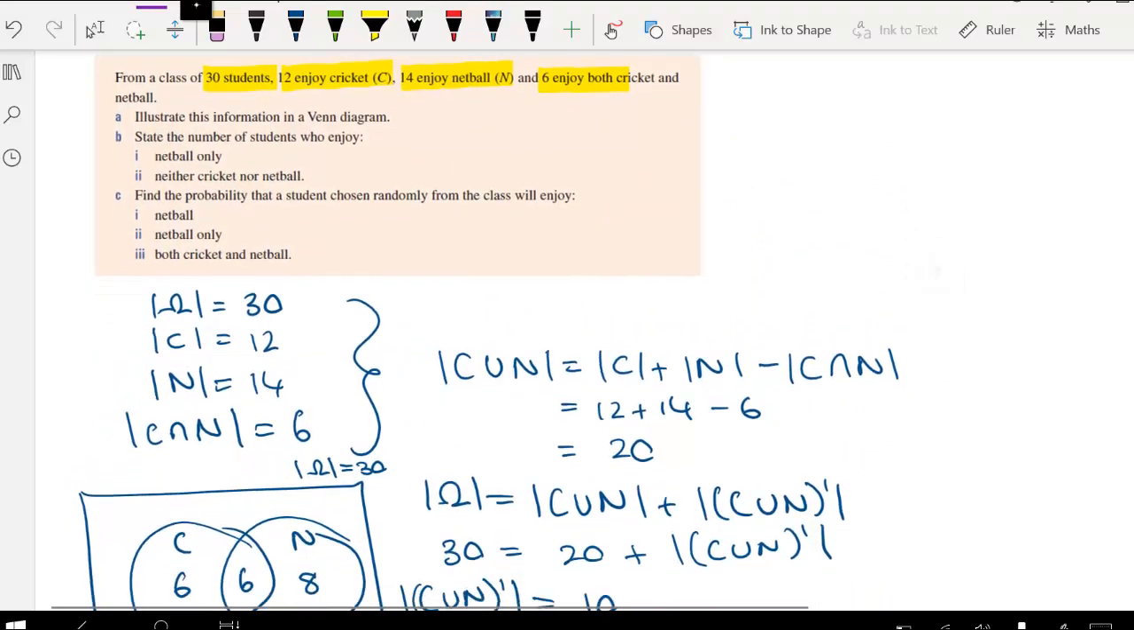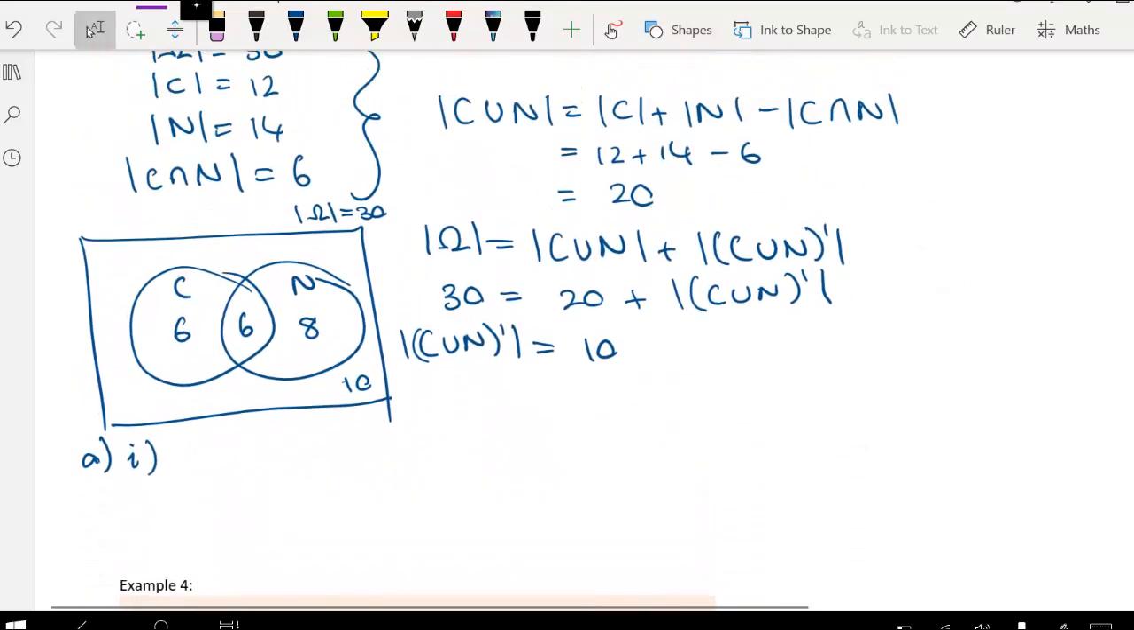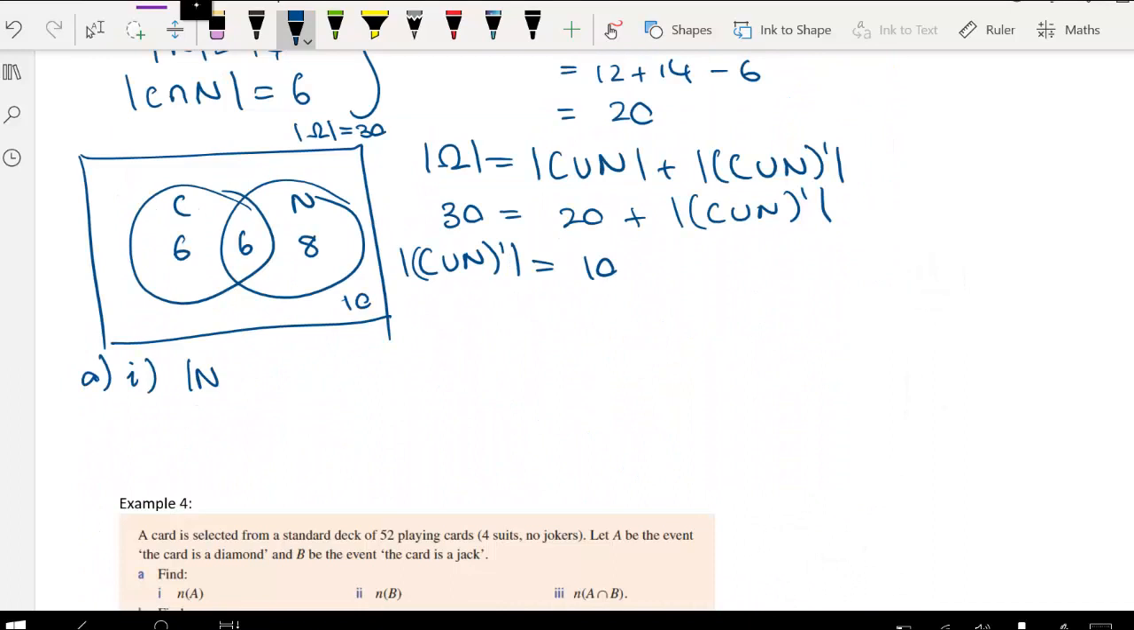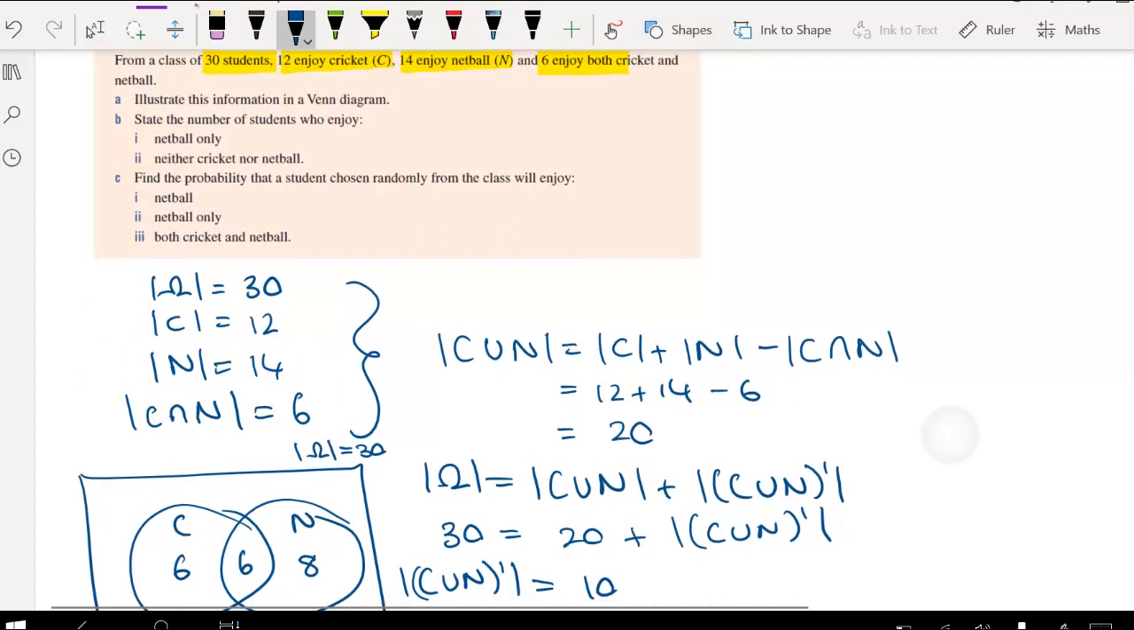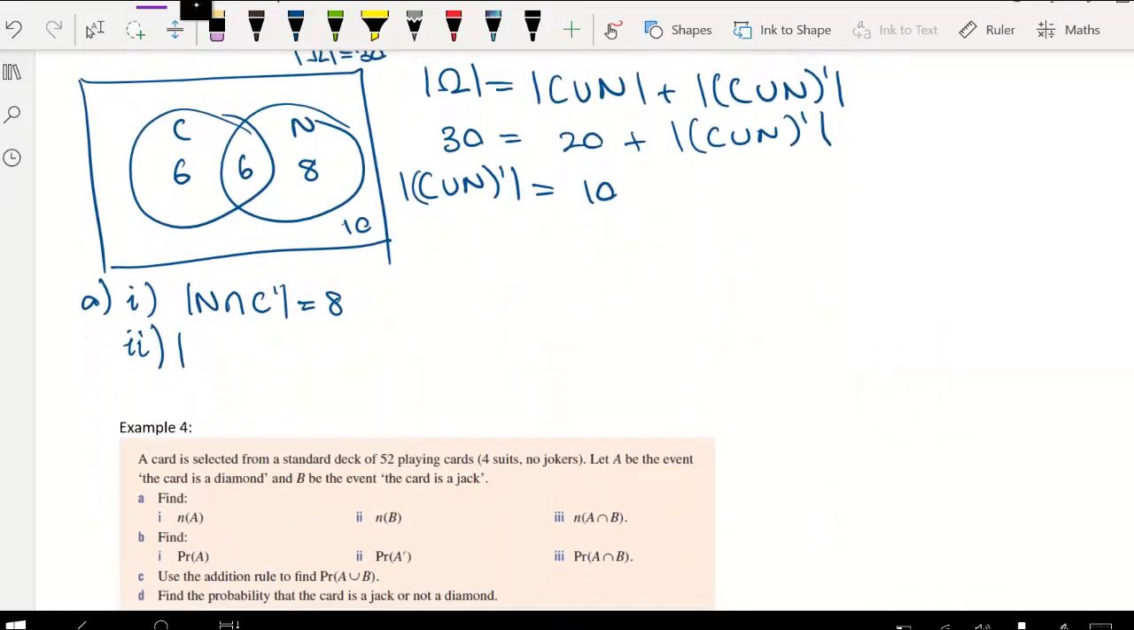The number of students that enjoy netball only, so this is netball and not cricket, will be 8. The number of students that enjoy neither cricket nor netball, so not cricket or netball, is 10.